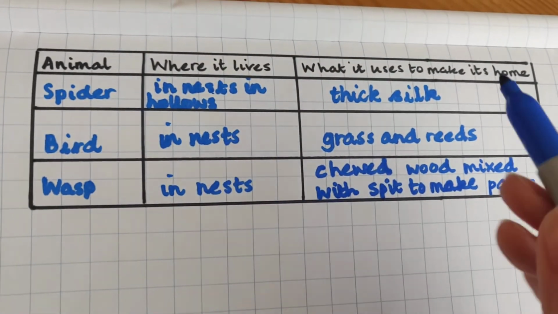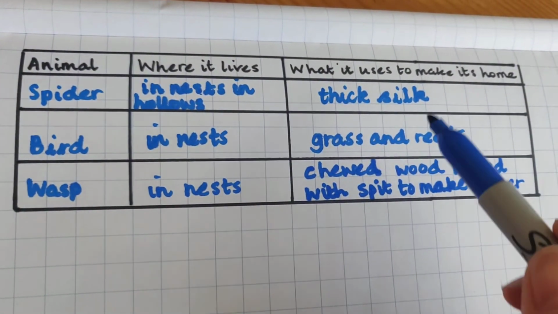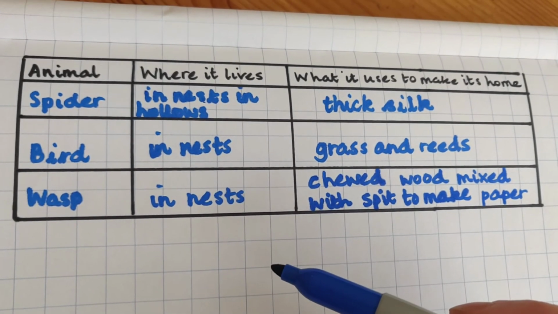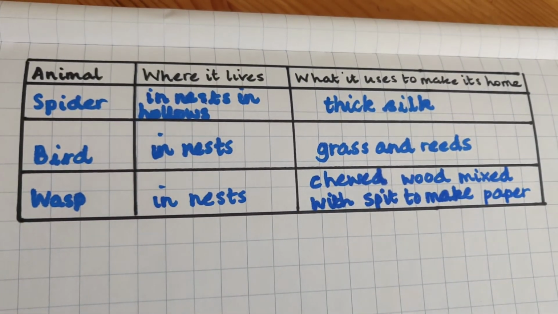So now the reader can see the difference between what each animal uses and can find the information quite quickly. So that's one way that we can set out information, using a table.